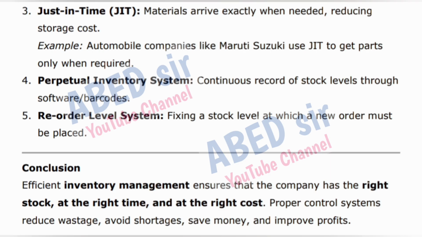Conclusion. Efficient inventory management ensures that the company has the right stock, at the right time, and at the right cost. Proper control systems reduce wastage, avoid shortages, save money, and improve profits.